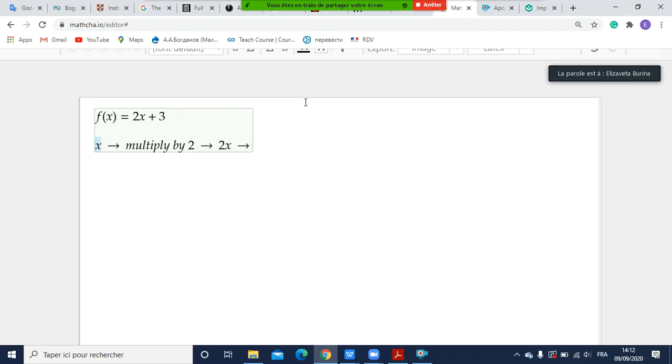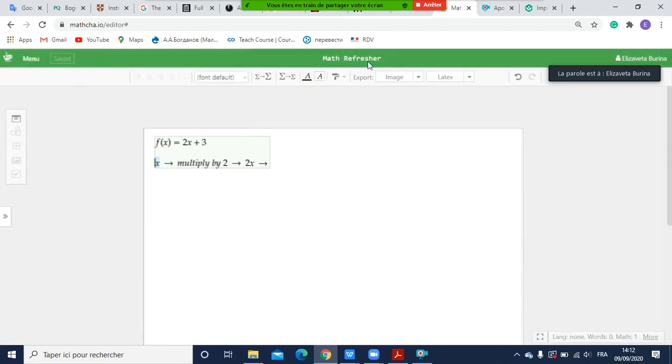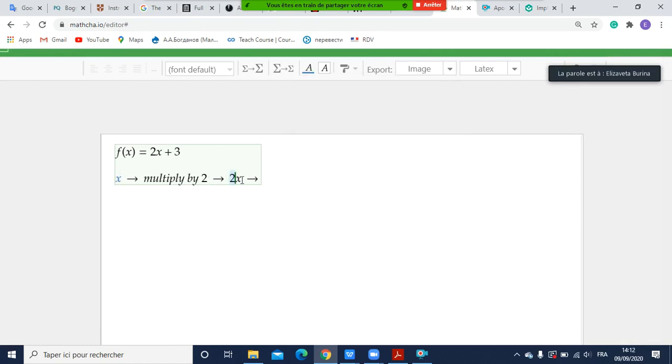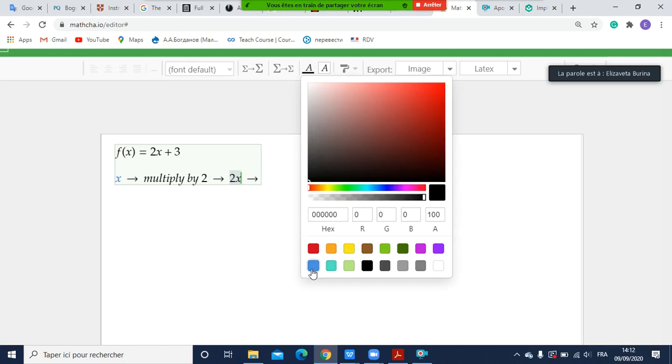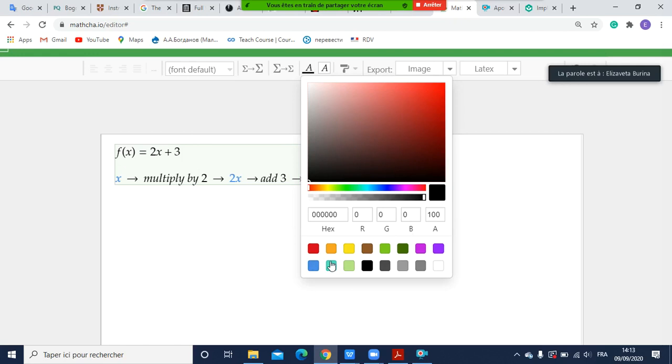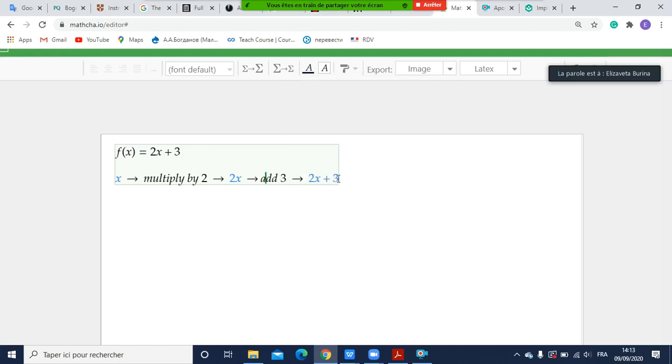So let's put it in a different color, so it's all nice and you understand what's what. Blue, I like blue. So we do 2x, that's what we obtained. Then the function tells us, all good, now add 3. We get 2x plus 3. Perfect. As I tried to explain last time, an inverse function will undo this process.